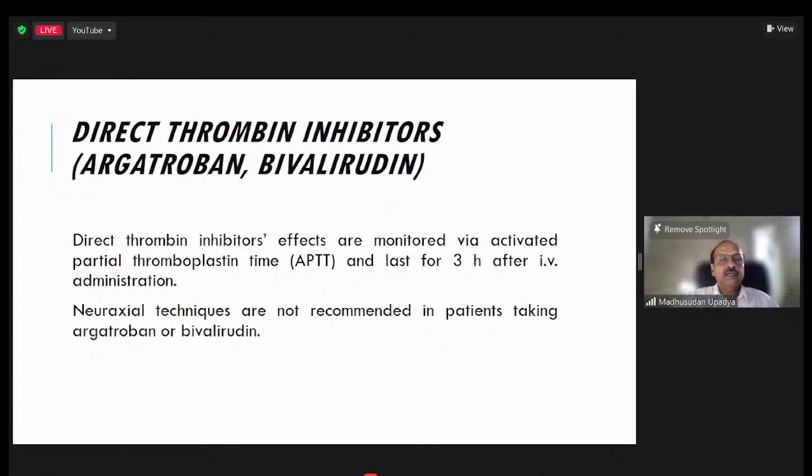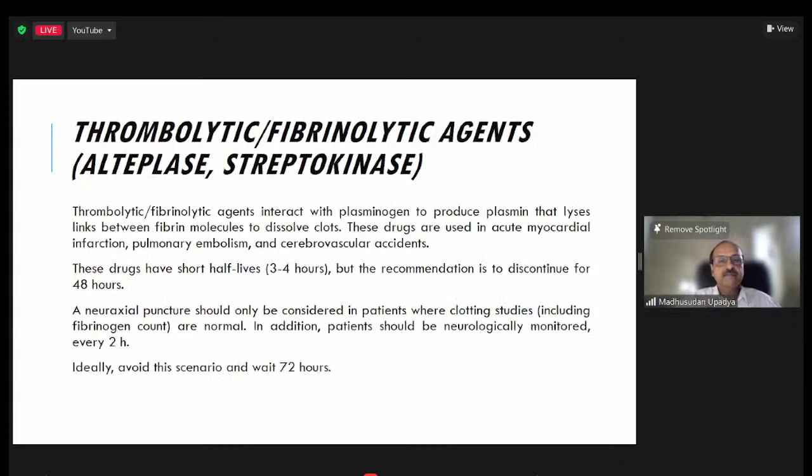Talk about direct thrombin inhibitors, argatroban and bivalirudin. Direct thrombin inhibitors, their effects are monitored via activated partial thromboplastin time, APTT, and last for about 3 hours after IV administration. And if the patient has been on the direct thrombin inhibitors, neuraxial techniques are not recommended. Thrombolytics or fibrinolytic agents.